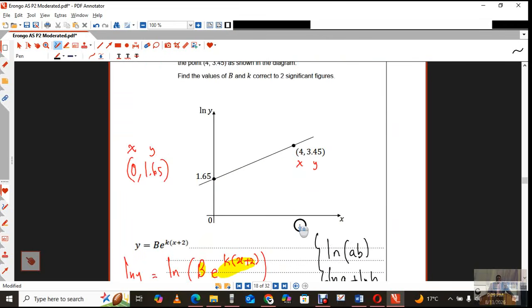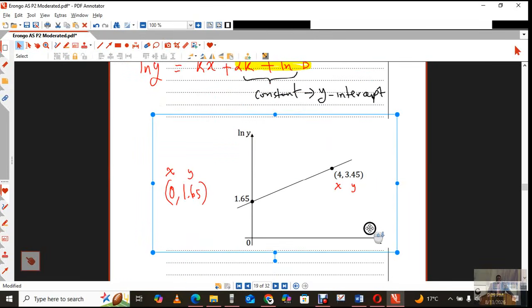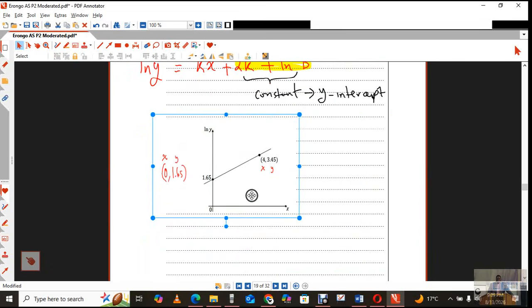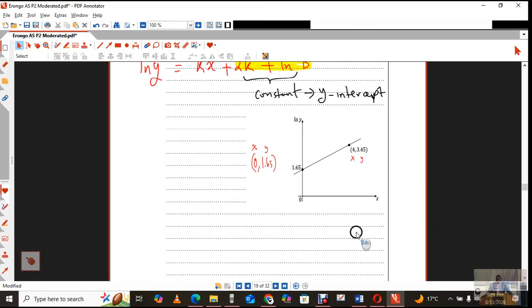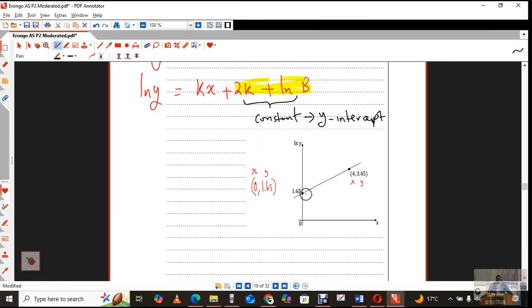Because if you look at the diagram, that concept is very important. Let's take a snapshot of my whole diagram, even with what I wrote on this side, and bring it over here and make it a little bit smaller. So what is the y-intercept over here? The y-intercept is at 1.65. That implies that 2k plus the natural log of b is going to equal 1.65, because it's the y-intercept.